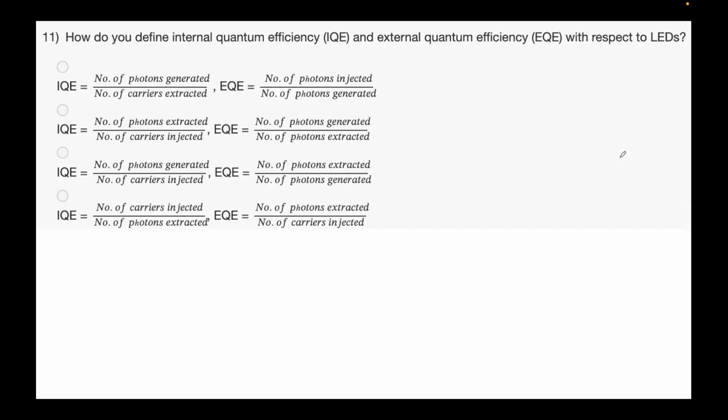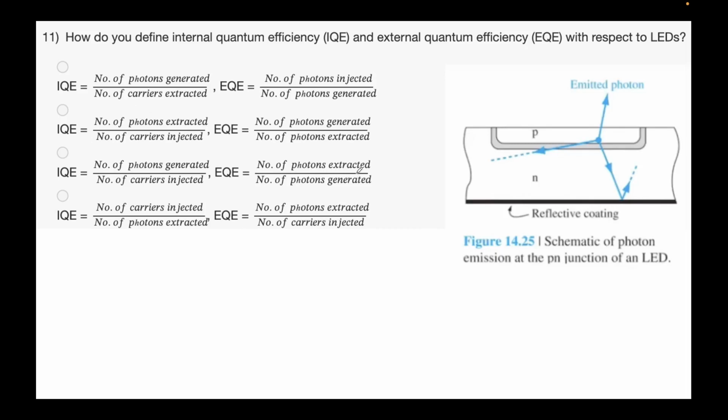The other aspect of this is external quantum efficiency. We have just talked about the internal quantum efficiency, so let's finish that. So what we have is IQE: the number of carriers injected is in the denominator, and the numerator will be the number of photons generated. Extraction is different, which we see here. This is the p-n junction, the radiation region, where you are generating some photons. Not all photons will come out. You can see this photon is coming out, right?